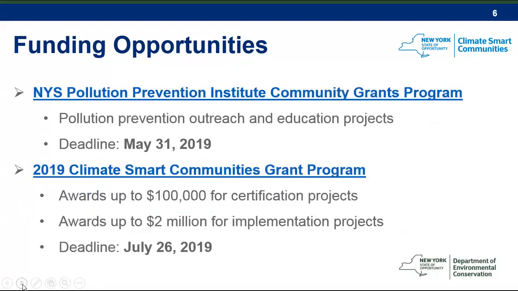There'll be active links you can click on for more details on all the things that I'm mentioning. A couple other grant opportunities: the New York State Pollution Prevention Institute community grants for outreach and education projects for pollution prevention, due May 31st. And recently opened, the Climate Smart Communities Grant Program for 2019 awards $100,000 for certification projects and up to $2 million for implementation projects, due July 26th through the CFA.